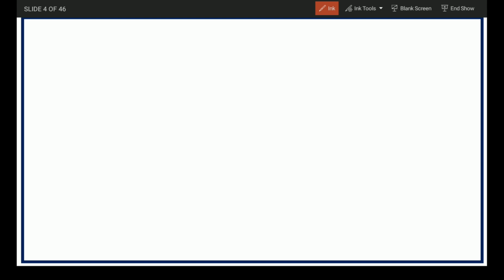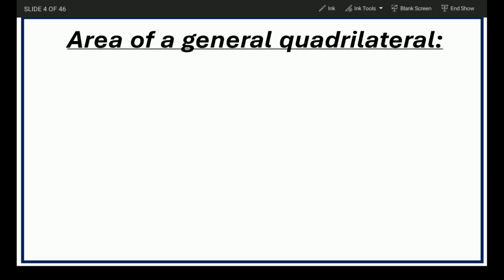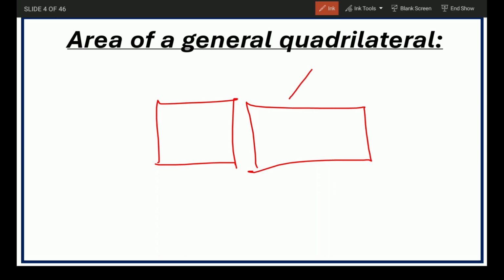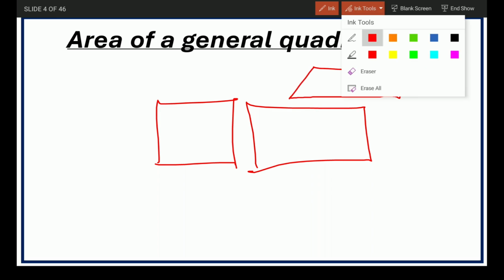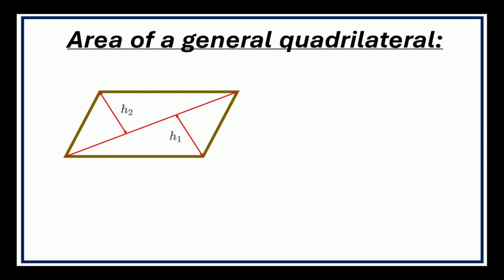Let's now move on to another shape, as we understand the trapezoid. Area of a general quadrilateral. Now when you think of a quadrilateral, the first thing that comes to your mind is a square, a rectangle, possibly a parallelogram. But what about general quadrilaterals? The term covers any type of quadrilateral. Let's check that out. This is going to be the figure.